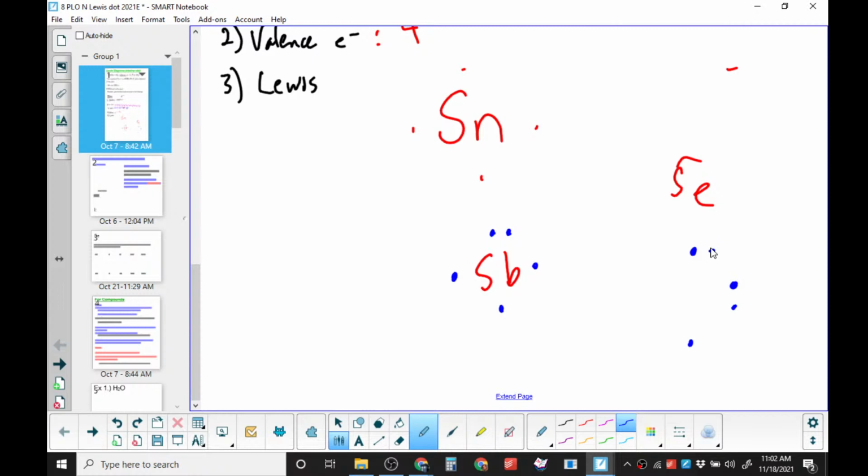You first separate them out because electrons don't like each other. So you remember when we have px, py, and pz, when we put electrons in, they first are unpaired. And then we pair them up.